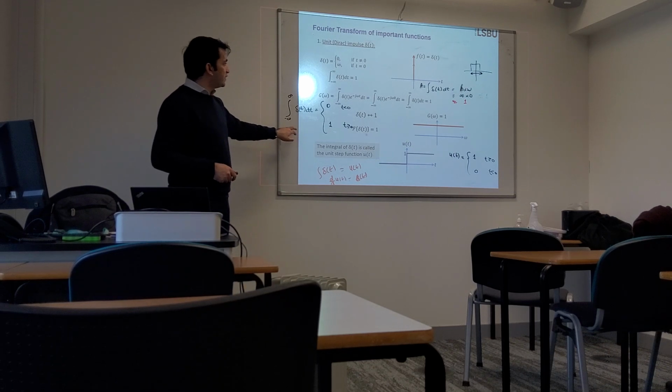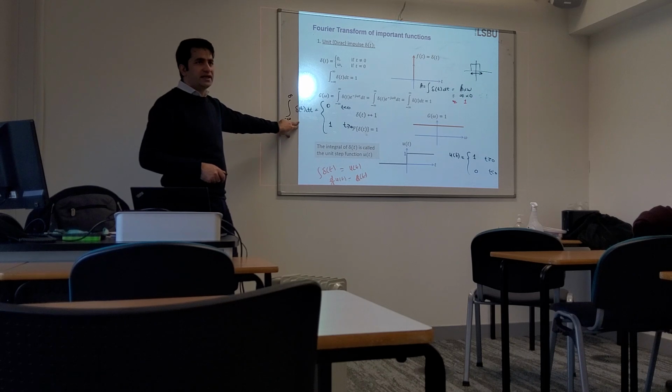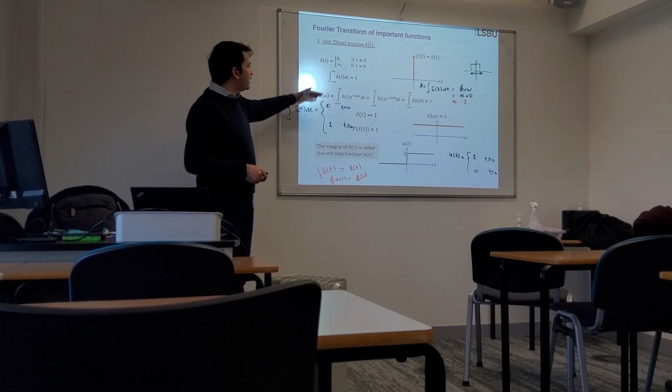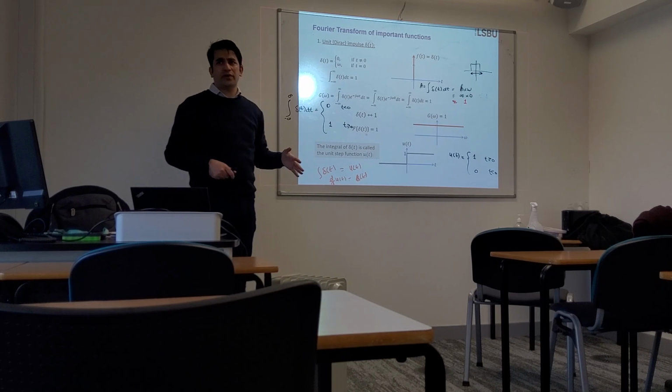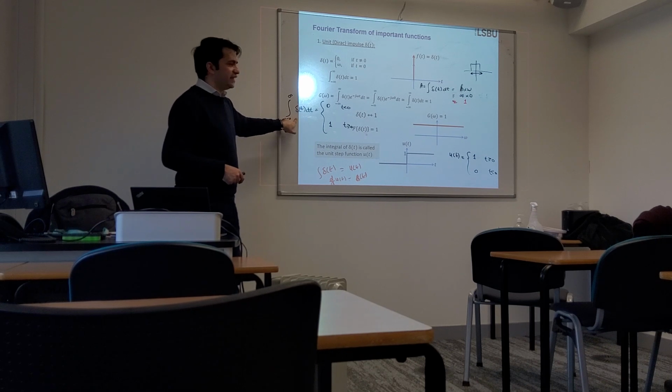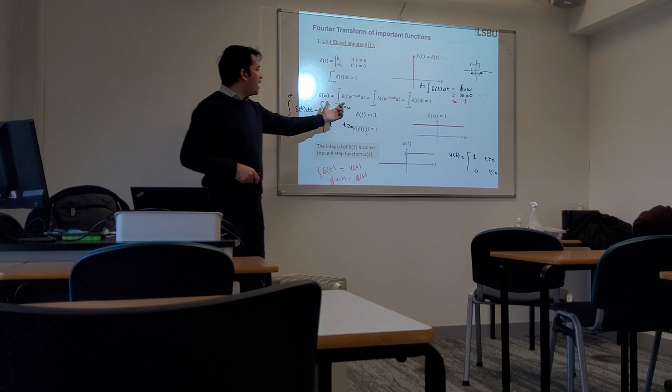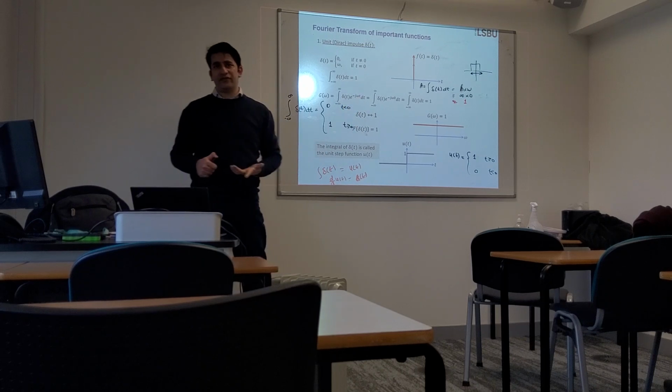So there are two things. One is this is a unit step function. On the other hand, you can see that this is a Fourier transform. So here we are just integrating it. We are not taking Fourier transform. However, in this case, we were taking a Fourier transform.